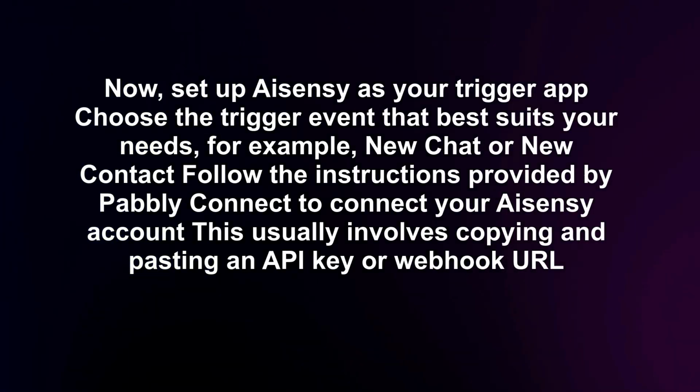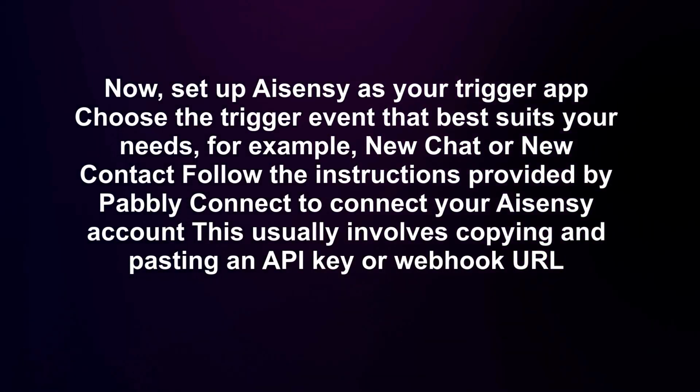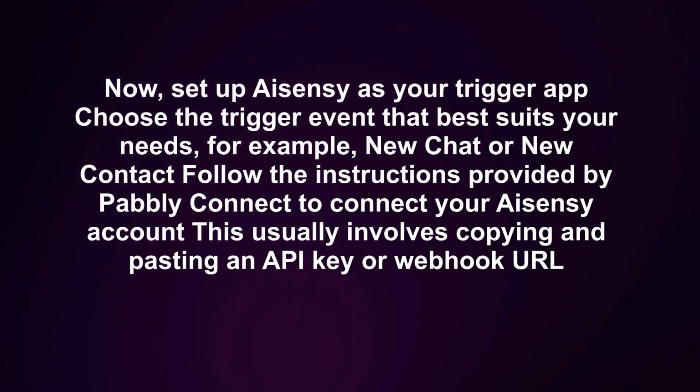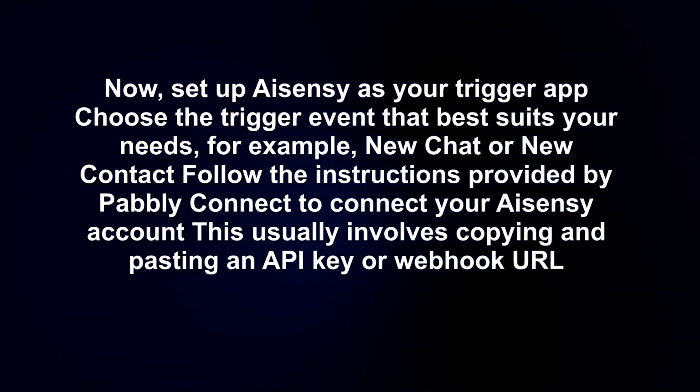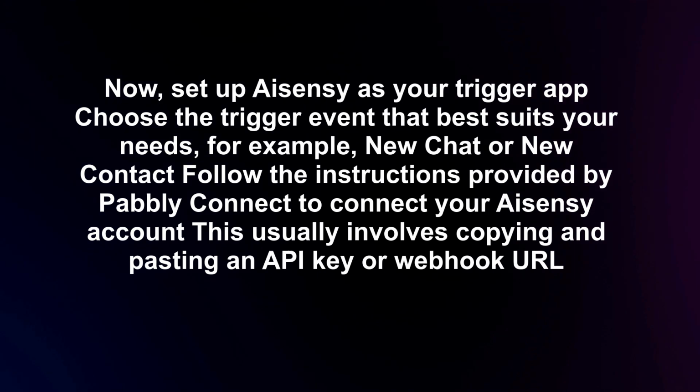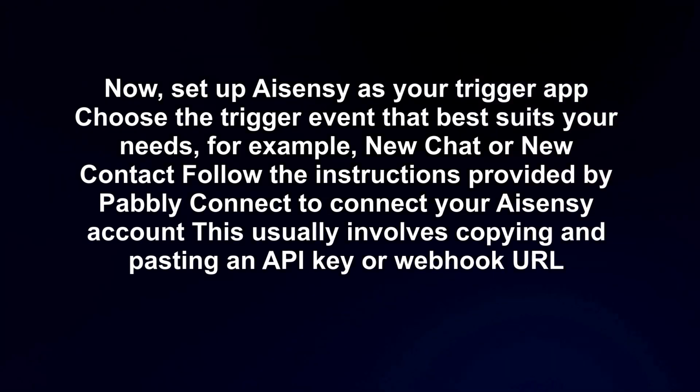Now, set up Aisensy as your trigger app. Choose the trigger event that best suits your needs. For example, new chat or new contact. Follow the instructions provided by Pabbly Connect to connect your Aisensy account. This usually involves copying and pasting an API key or webhook URL.